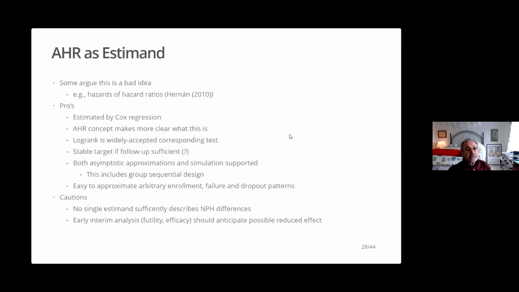Okay, so average hazard ratio is an estimand. There's a fair amount of literature on this, and I look forward to speaking with LJ later this afternoon about interpretation of hazard ratio or average hazard ratio. But basically, it's estimated by Cox regression, and I'll show you a little more of that. Hopefully this average hazard ratio makes a little more clear what a Cox coefficient is when you have non-proportional hazards.